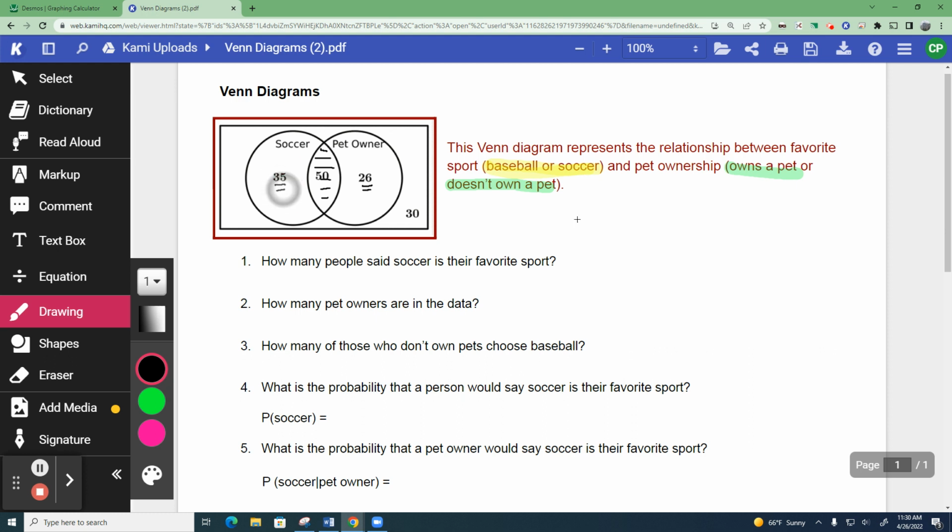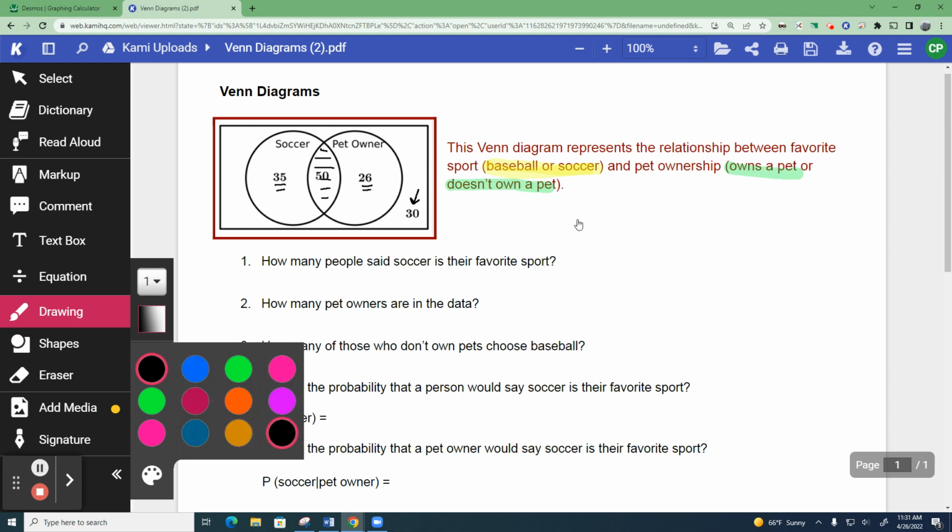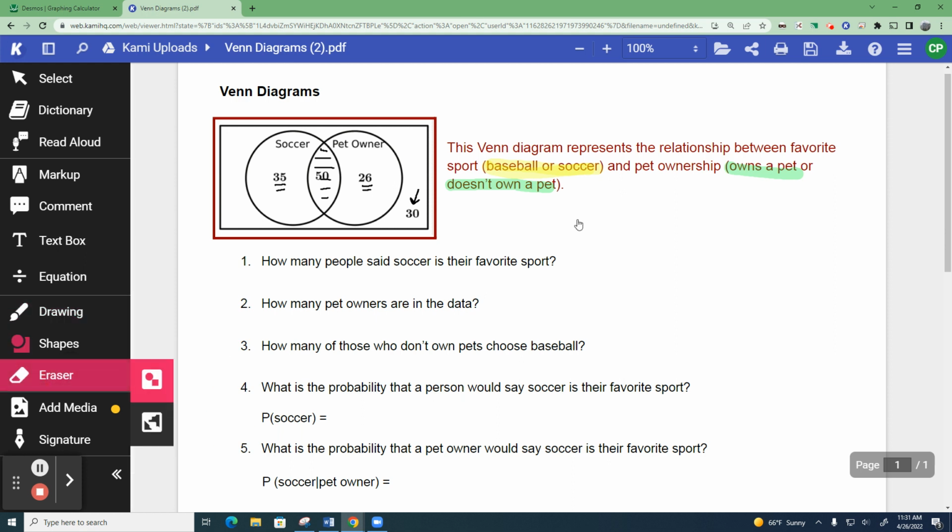The 35 represents people that like soccer but do not own a pet. So what does the 30 on the outside represent? Well, we have to look at our total sample space. So out here would be those that like baseball that are not pet owners because they're not in the pet owner circle. They're not in the soccer circle. So they are not pet owners who like baseball. Okay, so let's answer the questions.